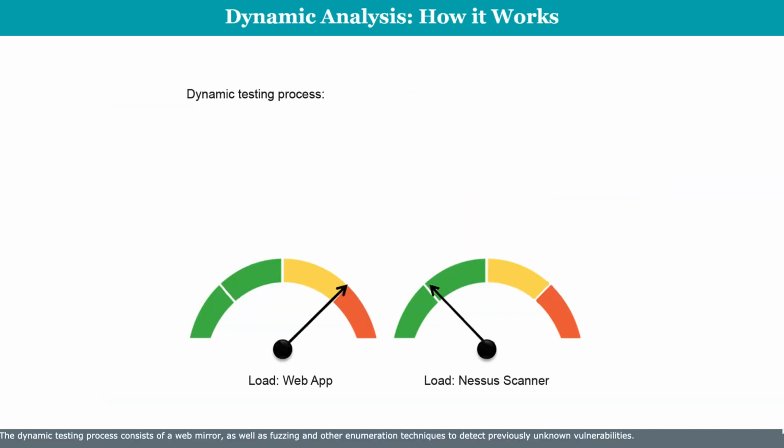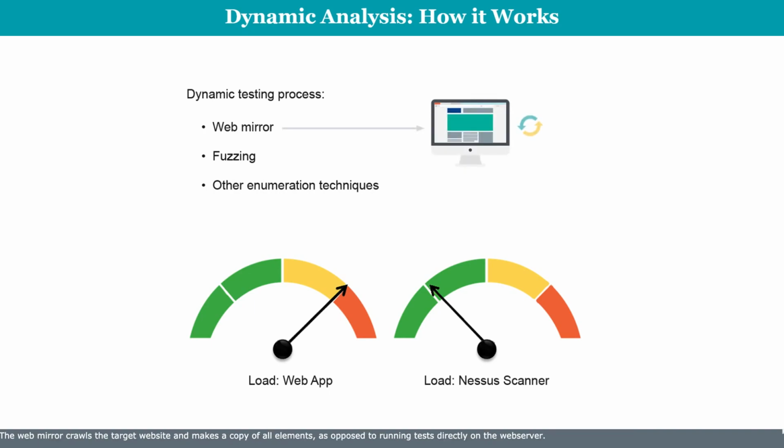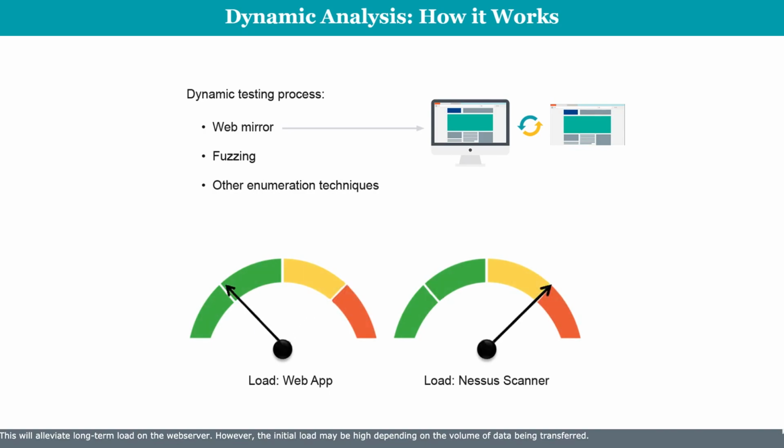The dynamic testing process consists of a web mirror as well as fuzzing and other enumeration techniques to detect previously unknown vulnerabilities. The web mirror crawls the target website and makes a copy of all elements as opposed to running tests directly on the web server. This will alleviate long-term load on the web server. However, the initial load may be high depending on the volume of data being transferred.